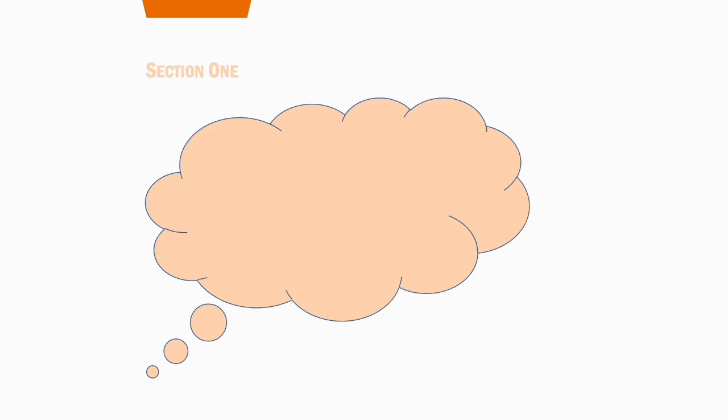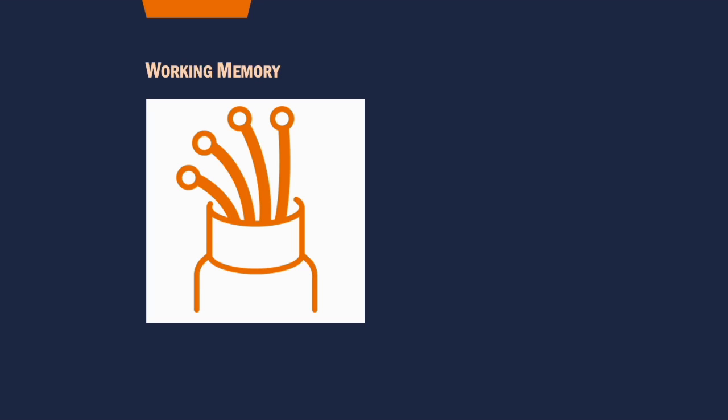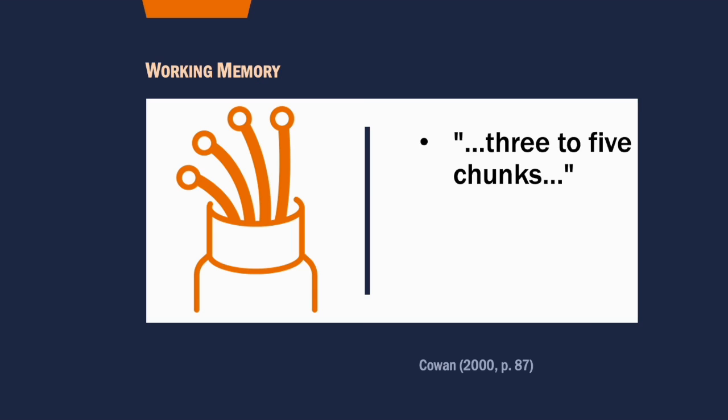Before we can think about managing cognitive loads, we've got to have an understanding of what cognitive load theory is. Let's answer that question. What is cognitive load theory? To understand cognitive load theory, we've first got to understand the concept of working memory. The main thing to understand about working memory is that our working memories can only process about 3 to 5 chunks of information at a time.